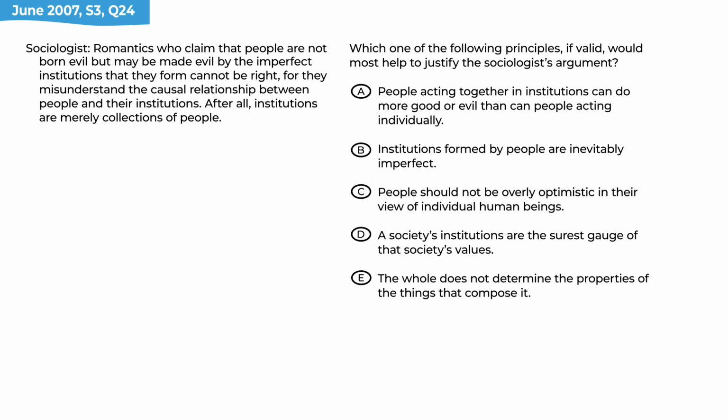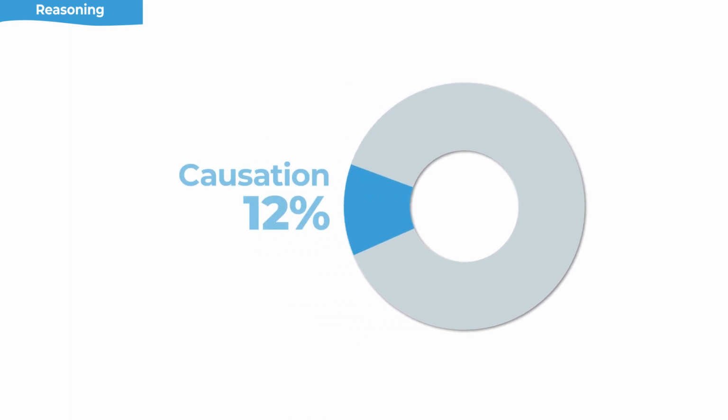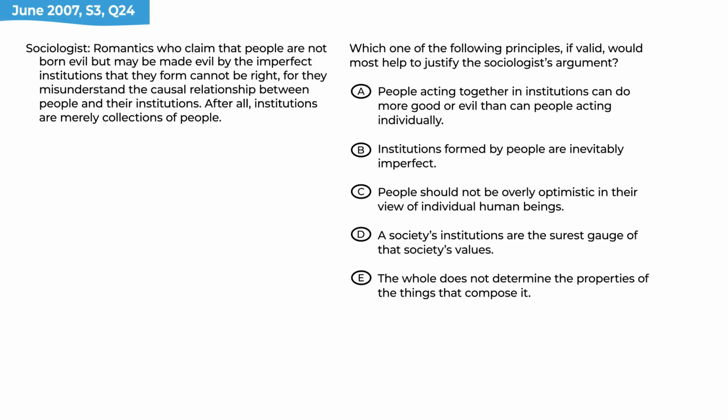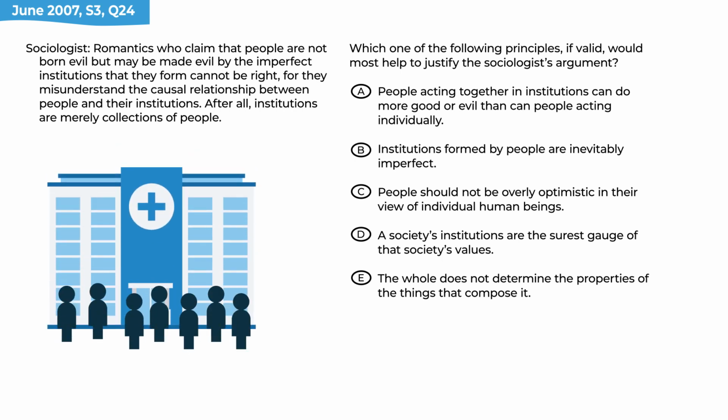So we are trying to support the claim that the romantics cannot be right. And the reason for that is that they misunderstand the causal relationship between people and their institutions. So the reasoning structure here is based off of causation. Causation plays a role in about 12% of principal questions, so it's not a dominant player. But in this case, we have an argument that's basically saying that we are misunderstanding the causal relationship between people and their institutions.